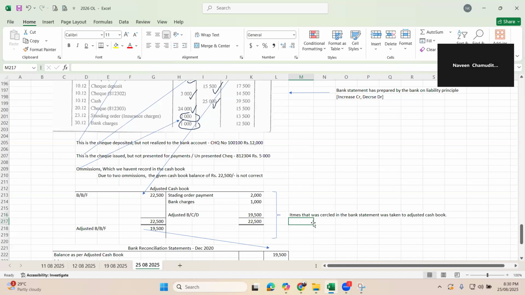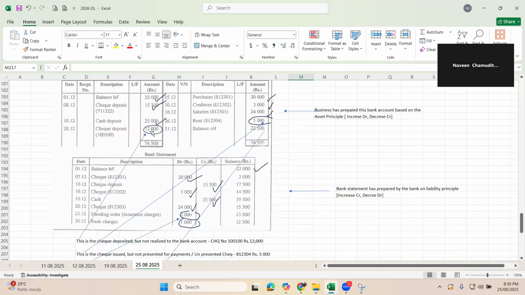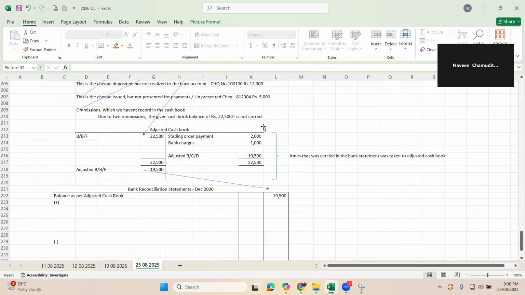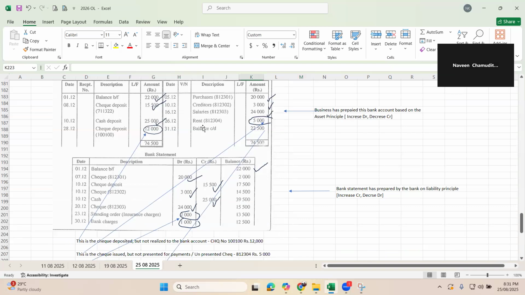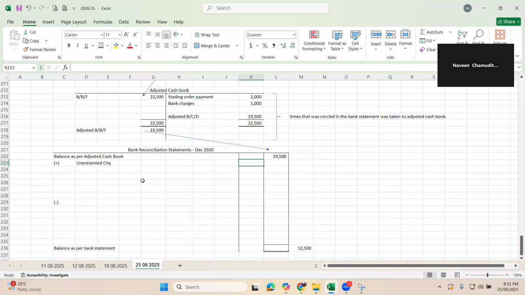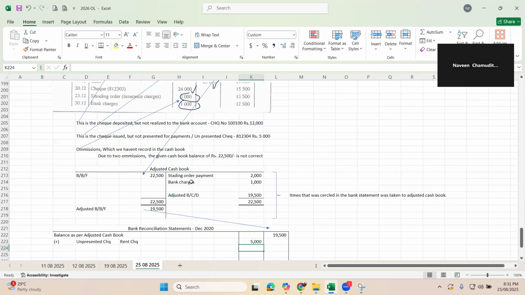So we learned there are three errors, the omissions, the other one is due to time differences. So here you can see there are two. One is unrealized checks, then the other one is unpresented checks, 5,000. So here unpresented check you need to plus it here. It will be added. Unpresented check, how much is the check value? Unpresented checks you are having here 5,000. That is rent check. That is 5,000. So unpresented checks I need to add here.